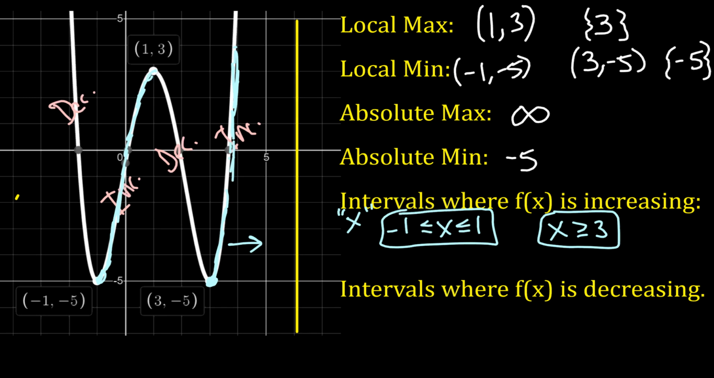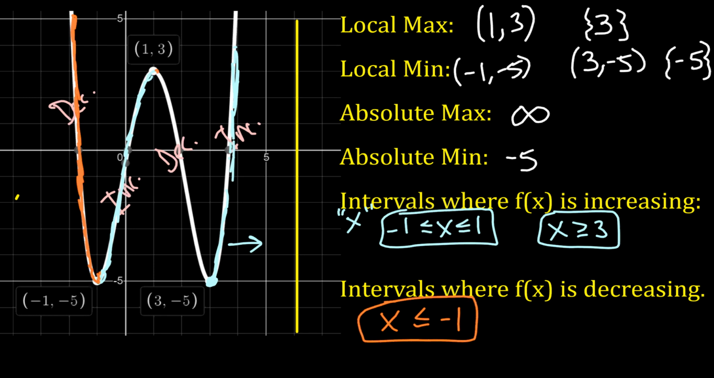So then let's switch over to, I don't know, we'll go orange. It's decreasing forever on the left until we get to -1. And so what we're going to say is x is less than or equal to -1. That is one of the intervals where it is decreasing.